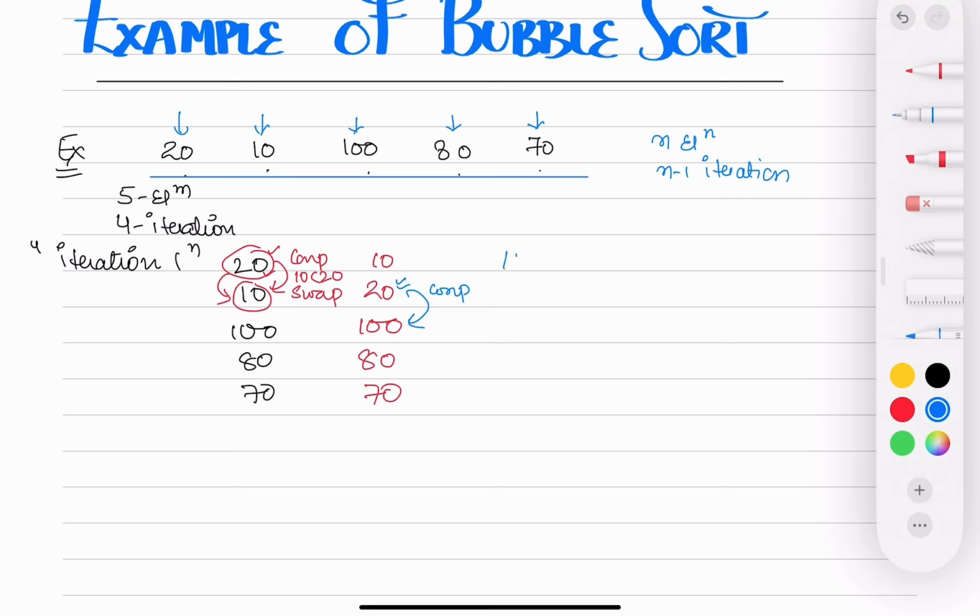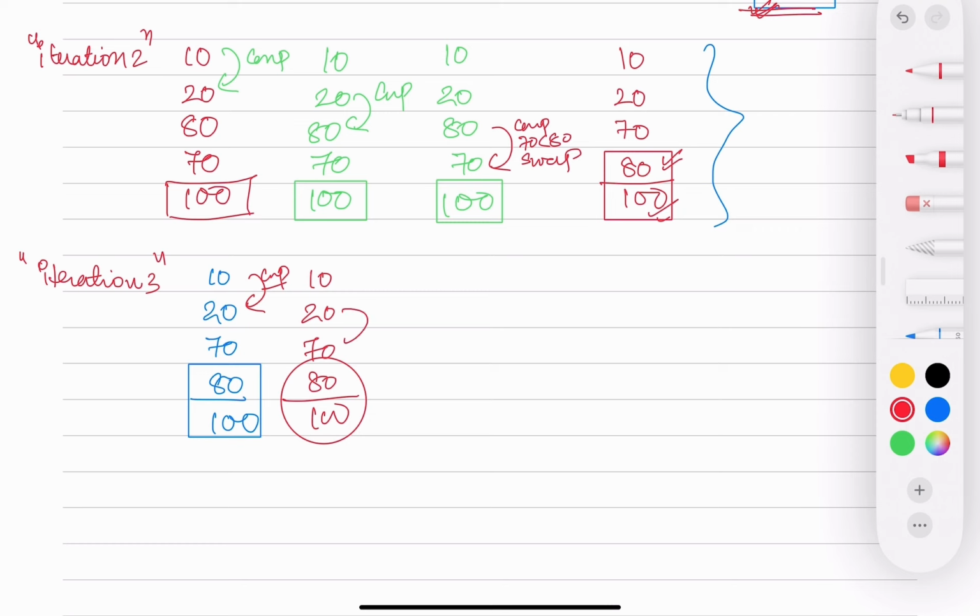Now in iteration 3, the third largest element will be bubbled up to the right position. So if you take 10, 20, 70, 80, 100, the last two are already sorted. You just make a comparison of 10 and 20, no change. And in the next pass, 20 is less than 70, which is the right position. So 10, 20, 70, 80, 100. In this case, 70 also got its right position, right?